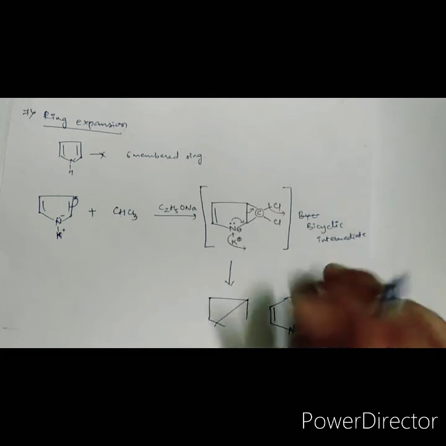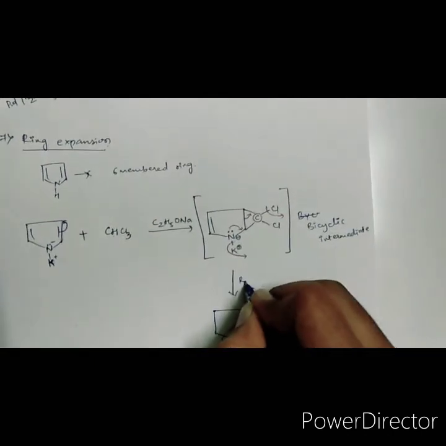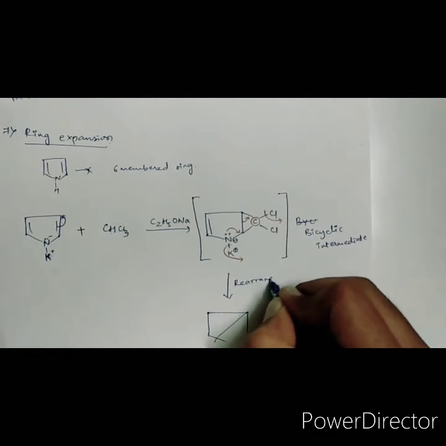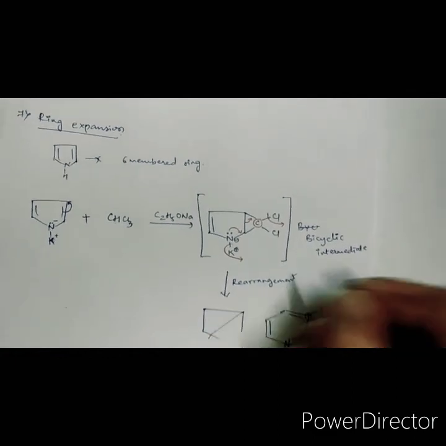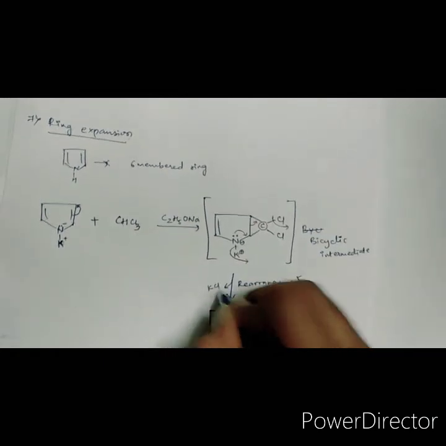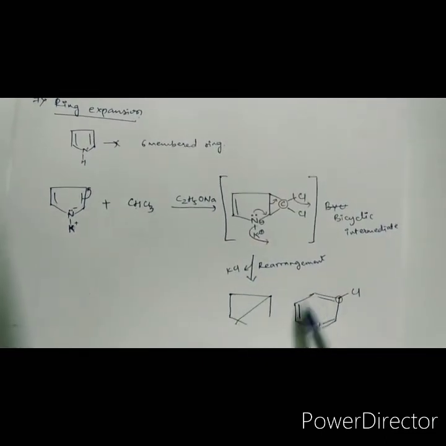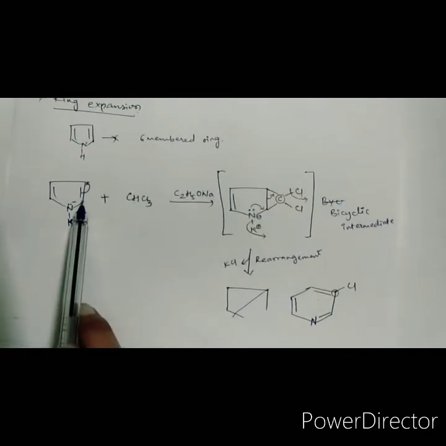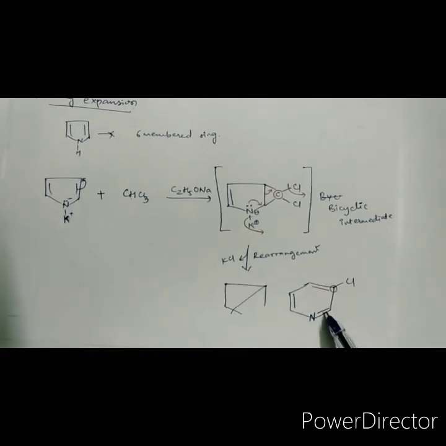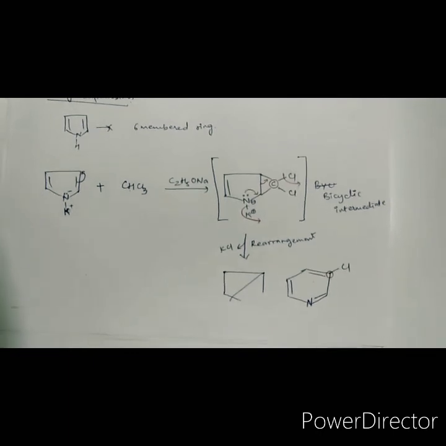So this bicyclic intermediate is highly unstable. It undergoes rearrangement and loses a molecule of potassium chloride, resulting in the ring expansion. You can see here it is a 5-membered ring, but now it has turned into a 6-membered ring. And the product formed is 3-chloropyridine.